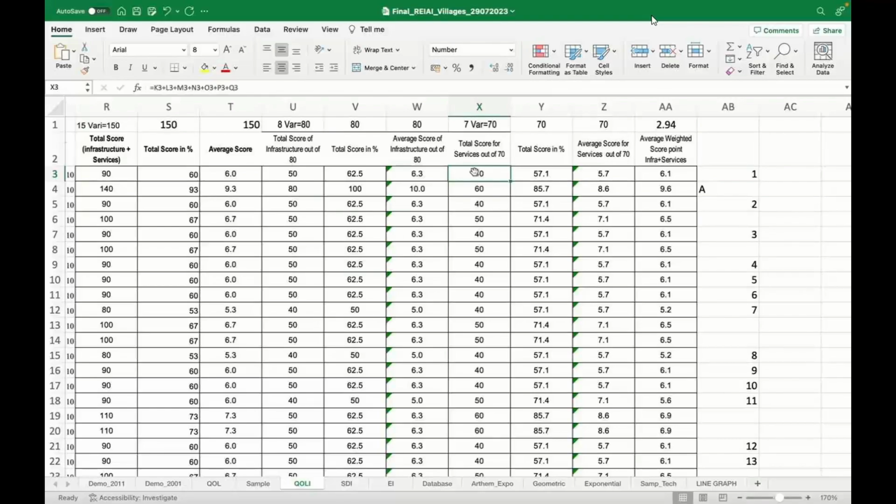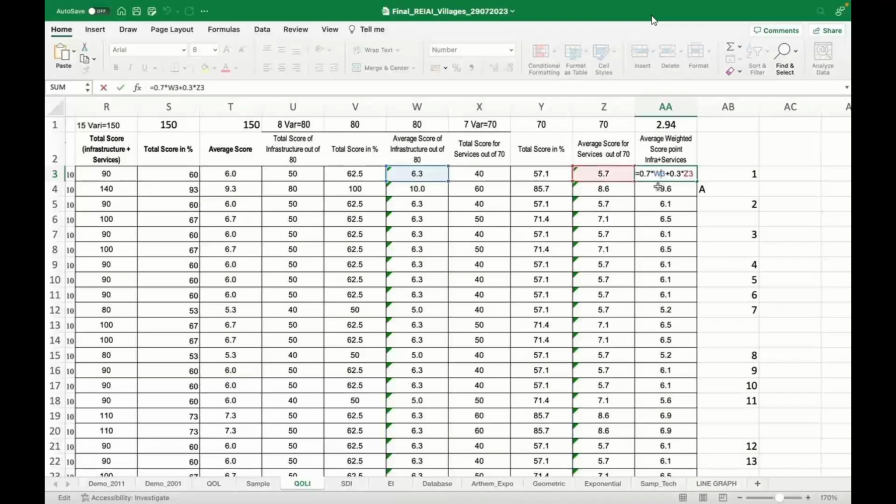Okay. Now, earlier I have taken infrastructure, now I have taken services, 7 variables. Calculate the percentage score, average score. Now, I am taking this average and this average. इंफ्रास्ट्रक्चर का जो स्कोर एवरेज है और इसका जो स्कोर एवरेज है वो हमारा ये एवरेज वेटेड स्कोर है.